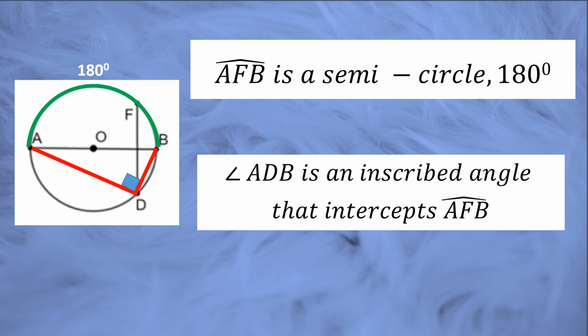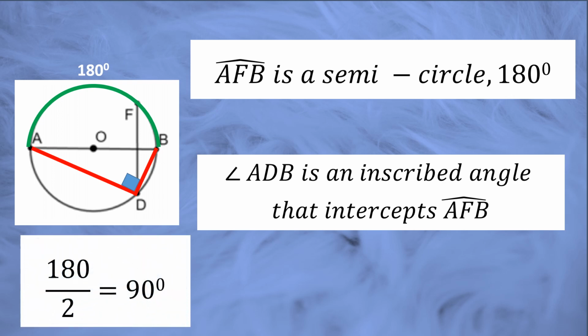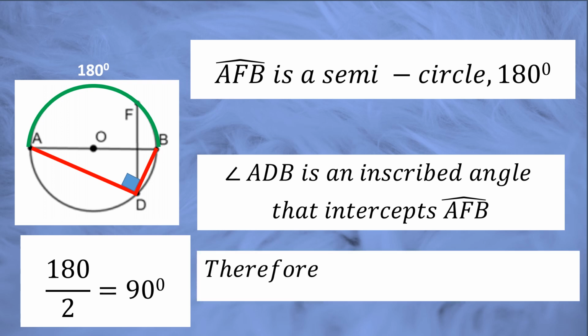So, kung ang intercepted arc is 180, so half, so divided by 2, so it's 90 degrees. Kaya, ang measure ng angle ADB is 90 degrees. Therefore, angle ADB is a right angle. Ayan. So, alam natin na an angle that measures exactly 90 degrees is a right angle.